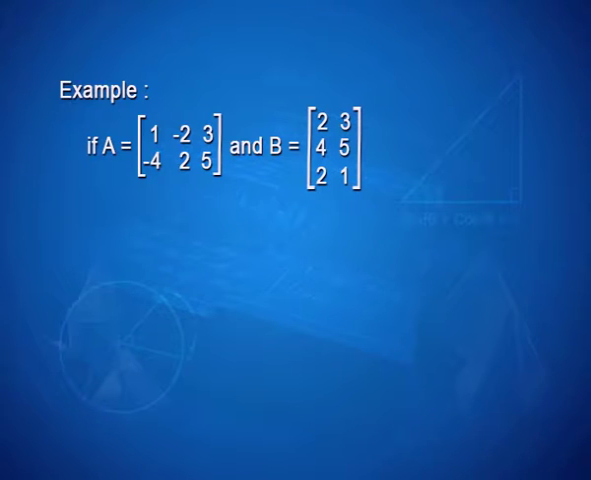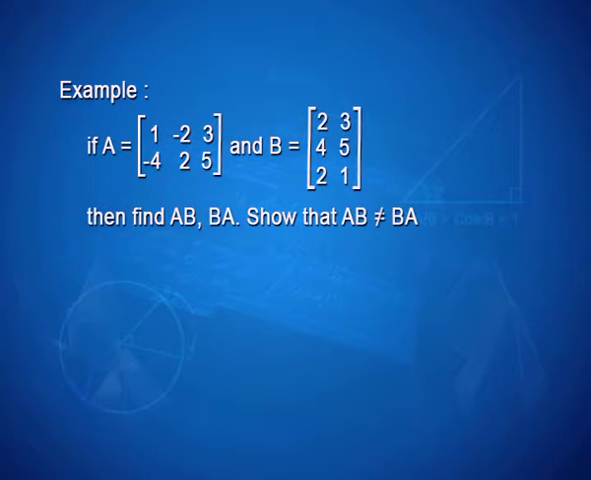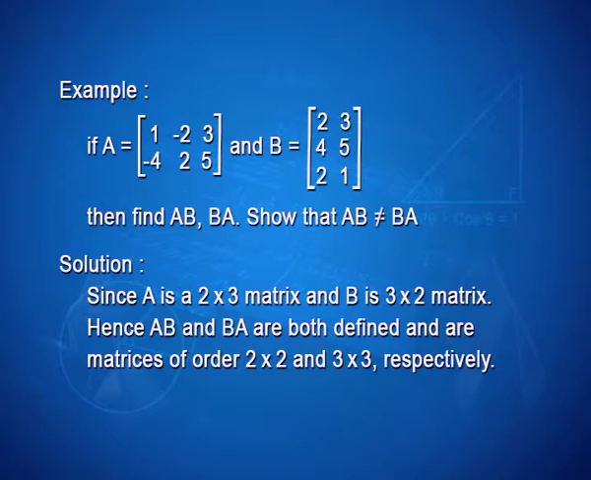If A is the matrix [1 -2 3; -4 2 5] and matrix B has 2, 3, 4, 5 and 2, 1 as elements, then find products AB and BA. Also show that product AB is not equal to BA. Look at the solution here. Since A is a 2 by 3 matrix and B is a 3 by 2 matrix, products AB and BA are both defined and are matrices of order 2 by 2 and 3 by 3 respectively.